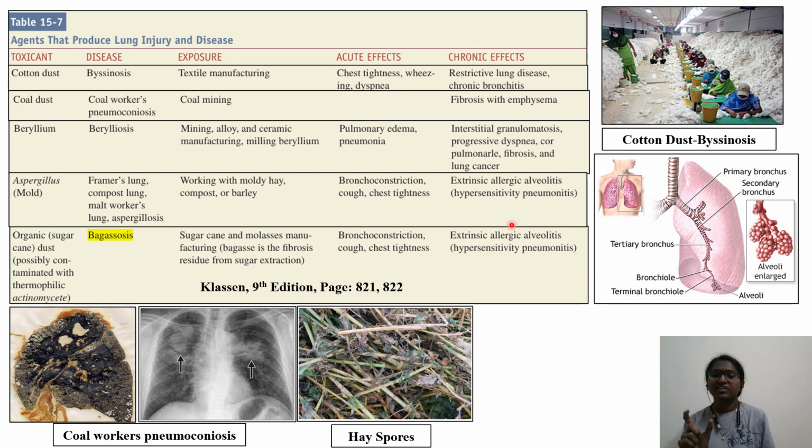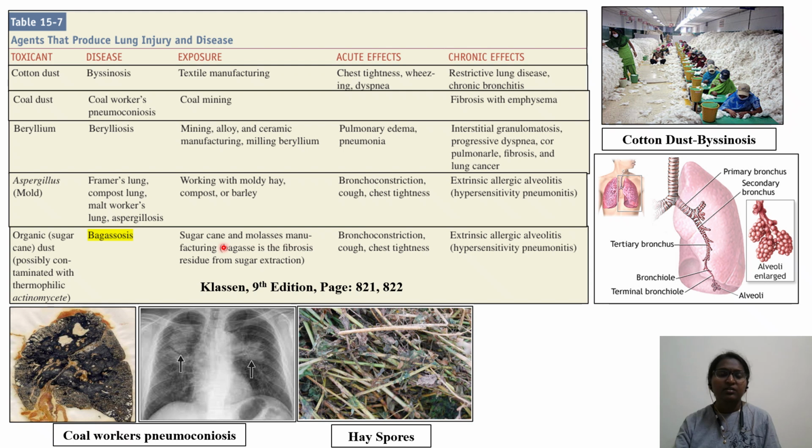So you have to remember the types of hypersensitivity: type 1, type 2, type 3, type 4 are there. No, this is the one which is causing hypersensitivity pneumonitis. Coming to the last option, which was the right answer, bagassosis. Bagassosis is caused by organic sugarcane dust, possibly contaminated with thermophilic actinomycetes. This is a bacteria. The earlier one was fungal, but this one is bacterial.